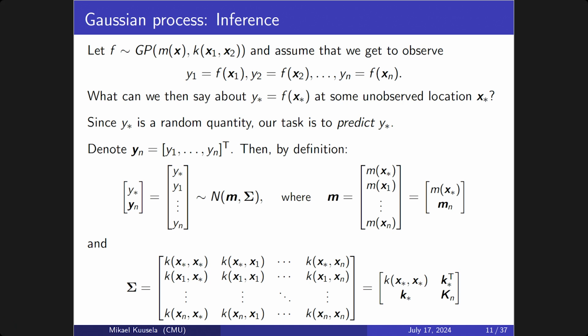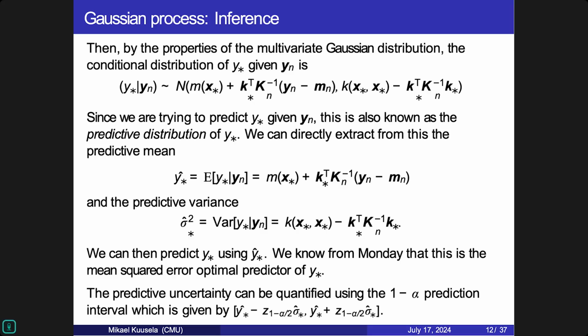So now the question is, given these elements, how do we predict this y star? And we know that answer from Monday, because what you do is ask: what is the conditional distribution of y star given what I have observed? Since these together were multivariate Gaussian, what we discussed about multivariate Gaussians tells us that this conditional distribution is also a Gaussian. In this case, it's a univariate Gaussian because this was univariate, and it has this form.